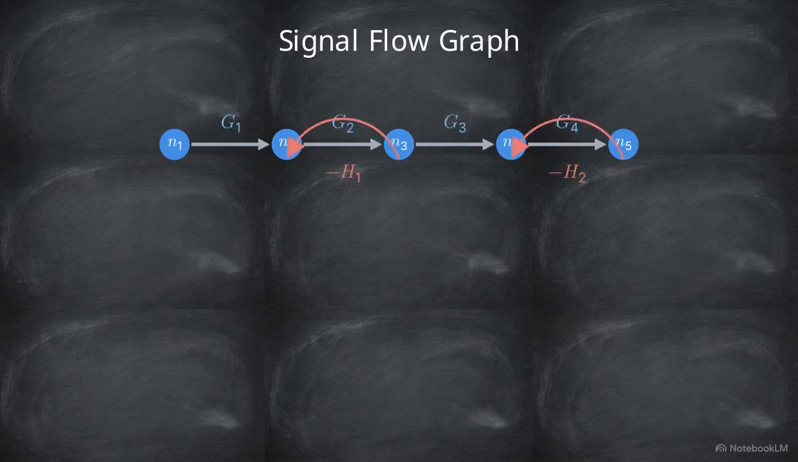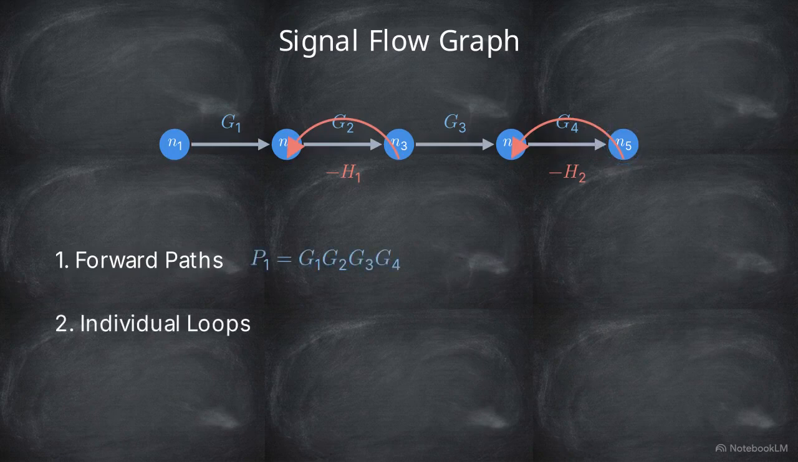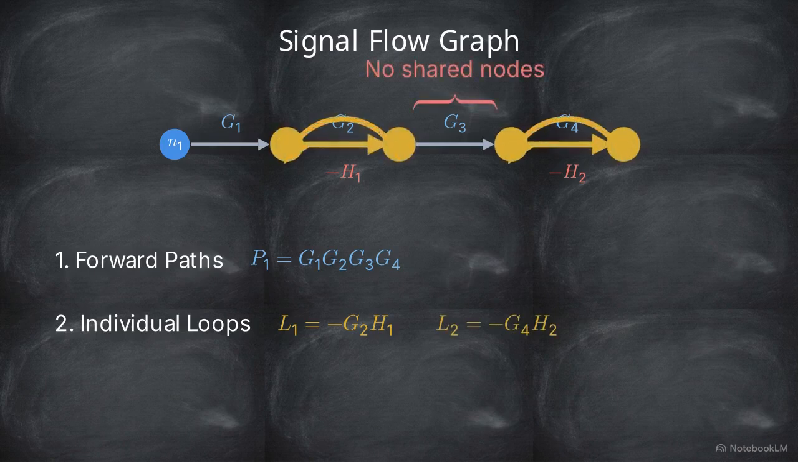The first step in Mason's algorithm is to identify the forward paths. Here, we trace a single forward path moving continuously from input to output. Next, we identify the individual closed loops within the topology. We have loop 1 between nodes 2 and 3, and loop 2 spanning nodes 3 to 5. Notice a critical topological property here. These two loops are non-touching because they share no common nodes.